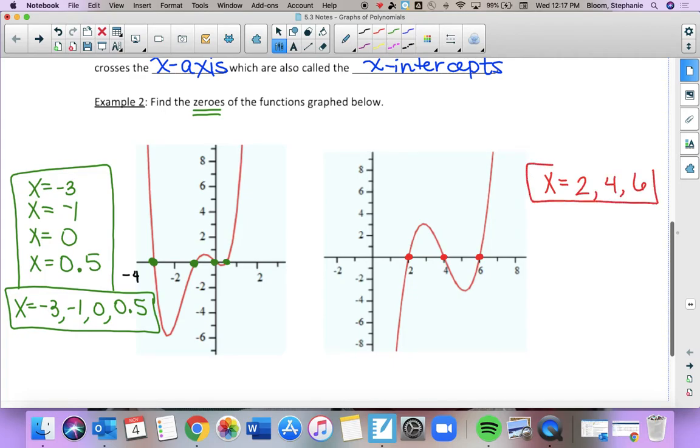And did you get that the zeros are 2, 4, and 6? Everybody agree with that? Okay, so that's the first thing, is can you identify where the solutions are to a graph? So it's always where it crosses the x-axis. All right, so let's turn it over.